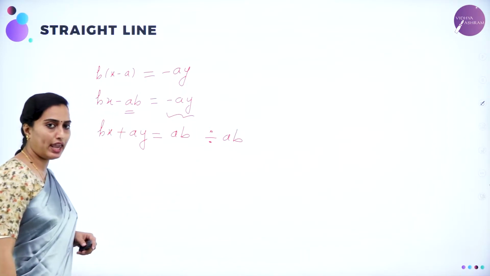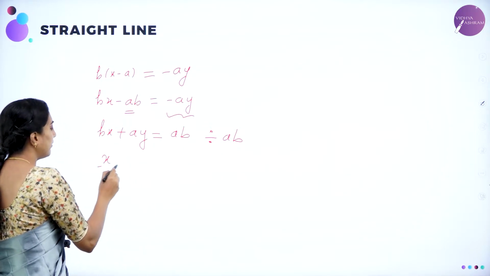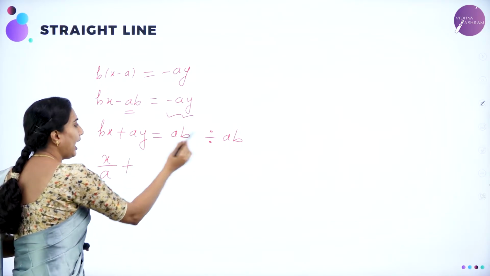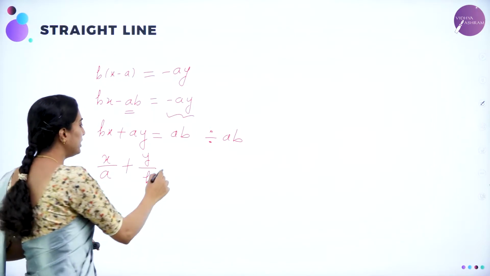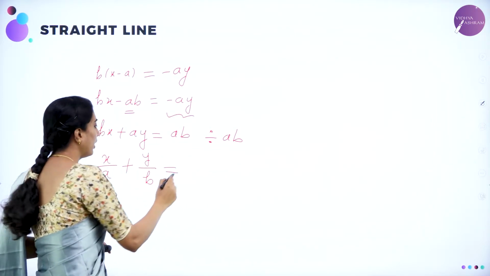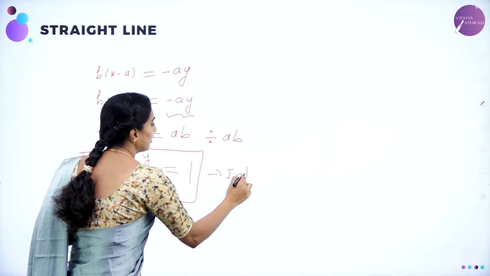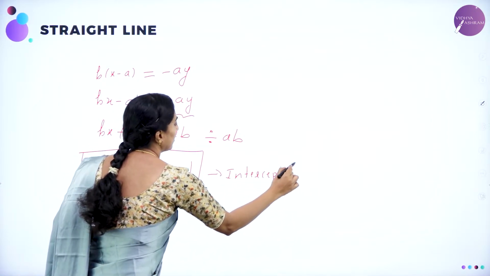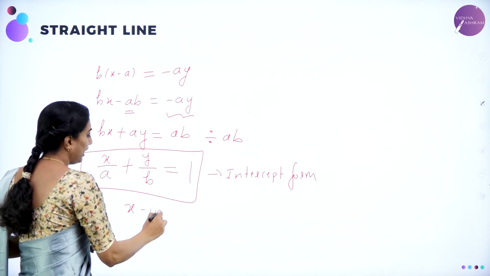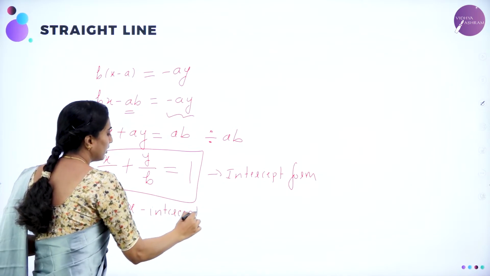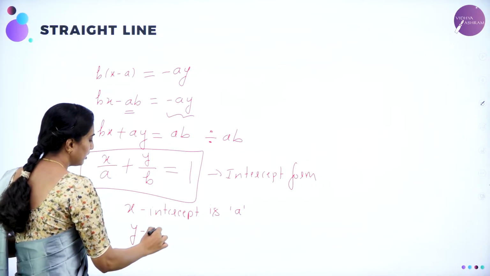If you divide throughout by ab, b gets cancelled, remaining is a, so x divided by a, plus here a gets cancelled, remaining is b, so y by b, which is equal to ab by ab, which gives you 1. So this is known as the intercept form. Here the x-intercept is a and the y-intercept is b.